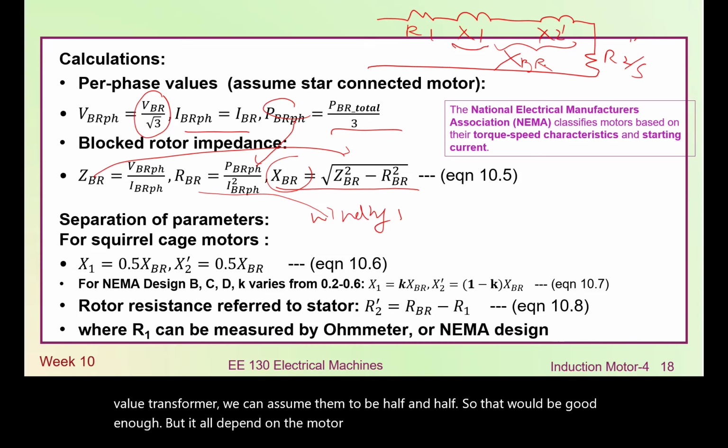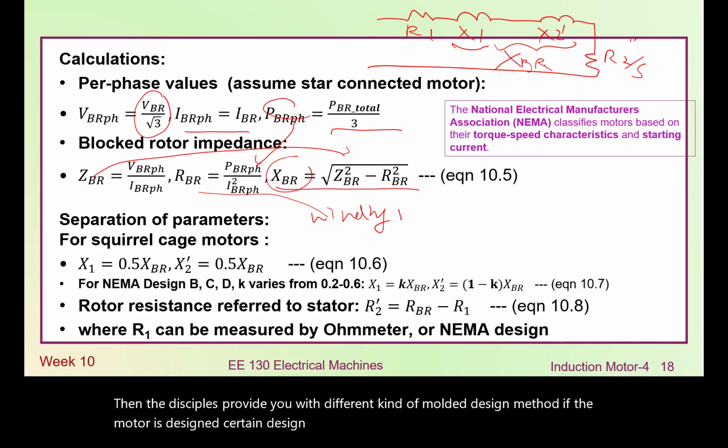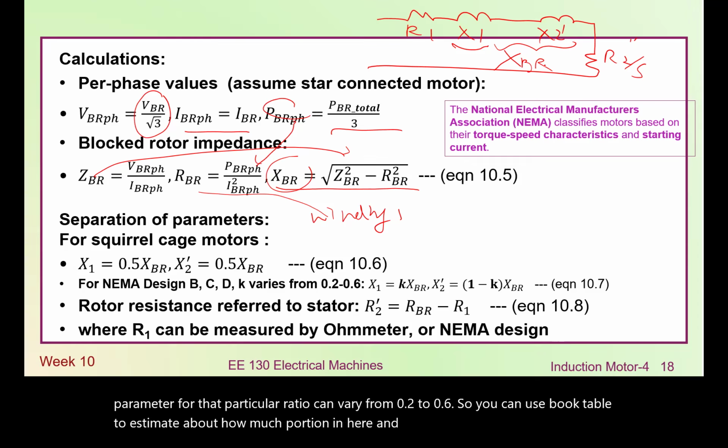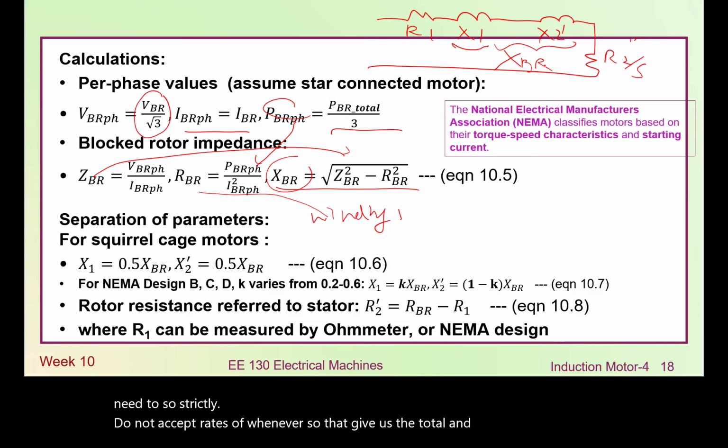Because the standard NEMA design provides different kinds of motor design methods. If the motor is designed with a certain design method, like design method B, C, D, the parameter for that particular ratio can vary from 0.2 to 0.6. So you can use the table to estimate how much portion is here and how much portion is here. But if you don't know, you can assume 0.5, because for most calculations we don't need to know the exact ratio so strictly. So that gives us the total, and you're also able to estimate the individual parameters.